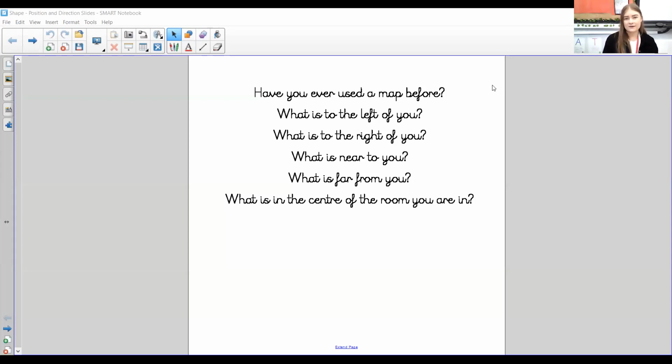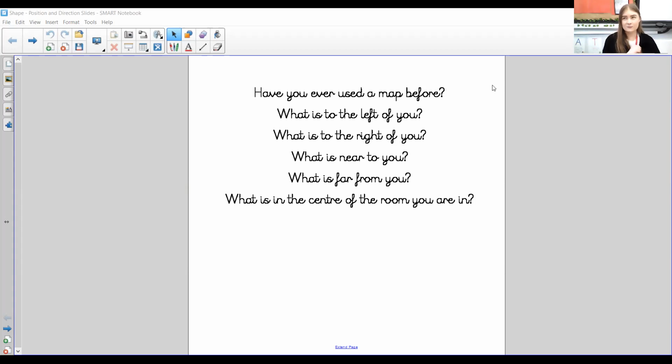I'm going to ask you these questions here, and I would like you to write down what is to the left of you. Although that might look backwards on the screen, I can't tell. To the left of me in real life is a whiteboard. What's to the left of you? To the right of me is the desk at school, my desk when we're in school. What is to the right of you?